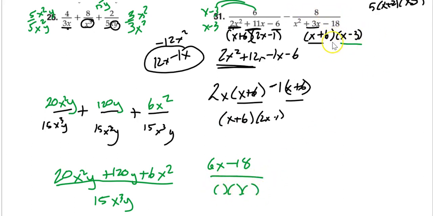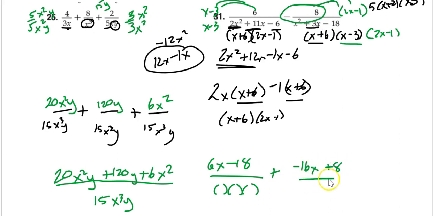On this side, what's missing? I have x plus 6, x minus 3. I don't have the 2x minus 1, so let's multiply by 2x minus 1. Again, there's a negative there, so just to make it easier, I'm going to distribute the negative 8. So I'm going to get plus negative 16x plus 8. And I'm lazy, so I'll just do this.